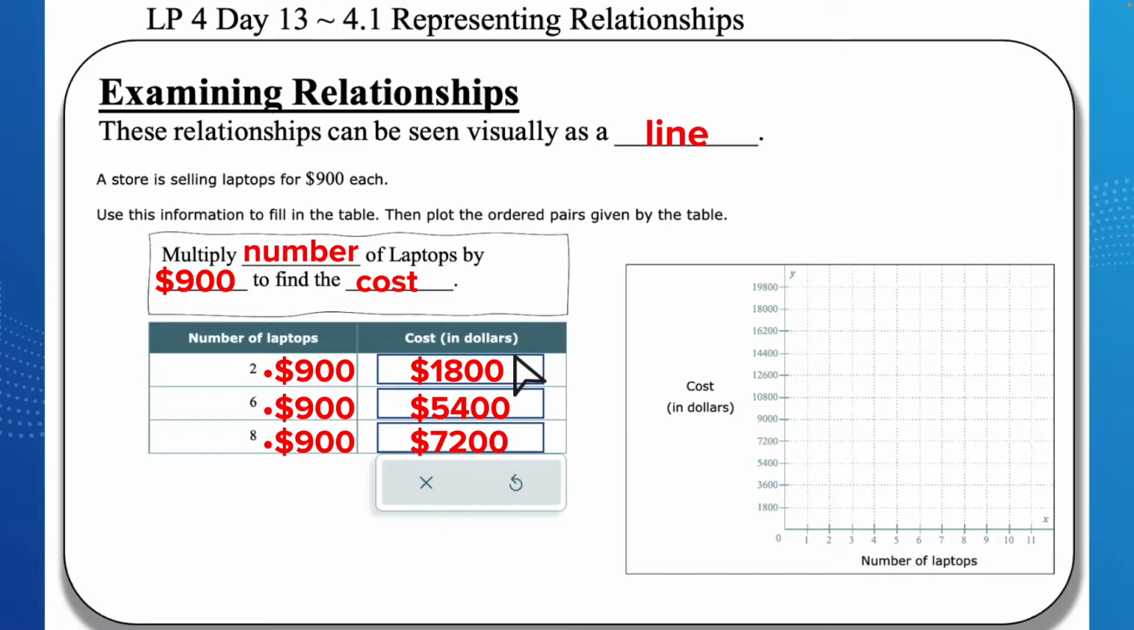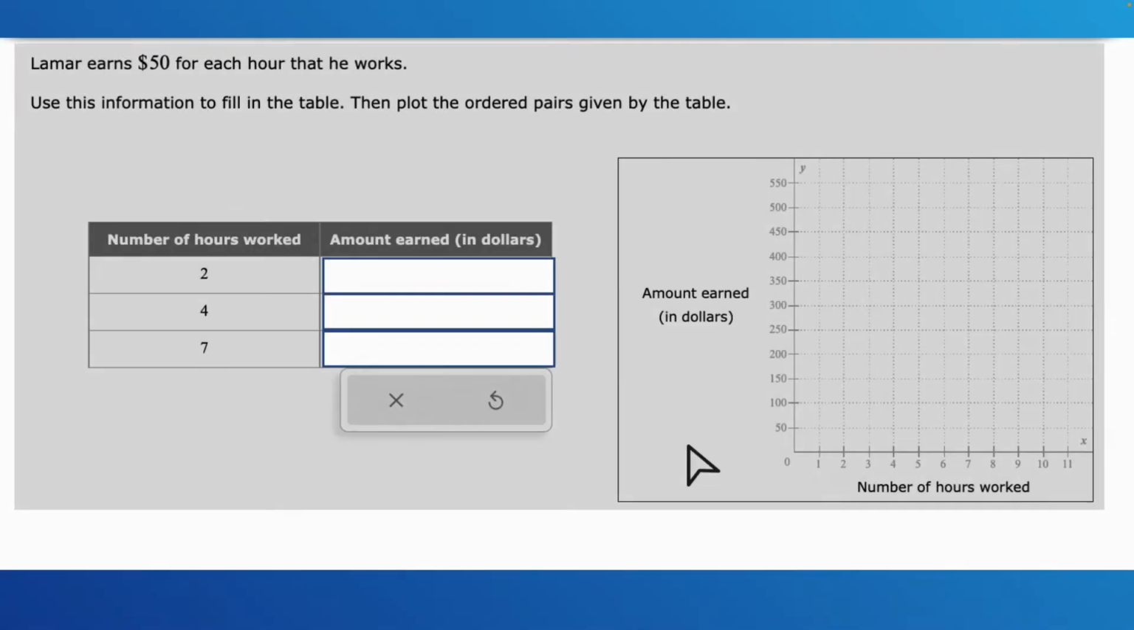Now we're going to plot the ordered pairs. We have the number of laptops, and we have the cost going up the side. So we literally just match that. If I have 2 laptops, I go over to 2, and then the cost for that was $1,800, so I go to $1,800 here, which is that very first line. I'm going to put a dot there. The next one was 6 laptops at $5,400, and then 8 laptops at $7,200. With this one, it's not going to make you connect a line yet. They're just having you look at the ordered pairs.